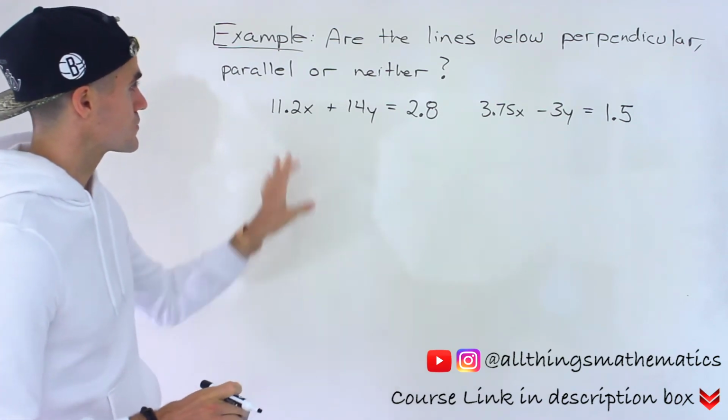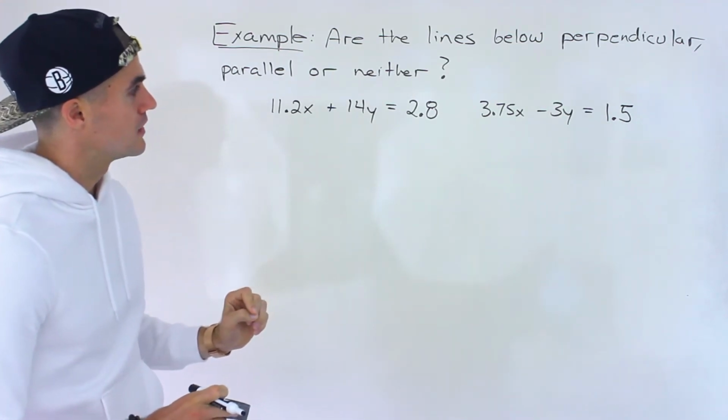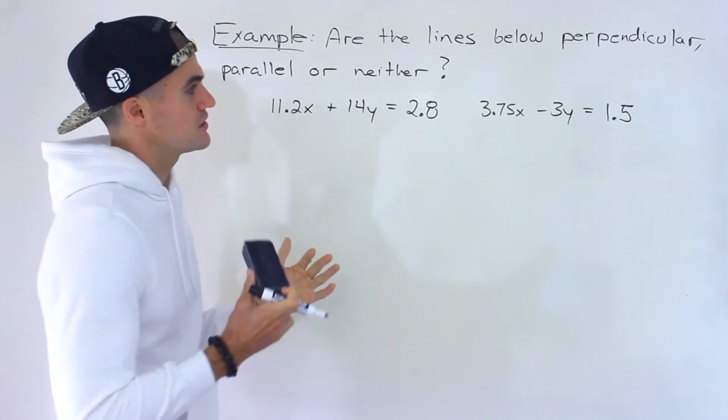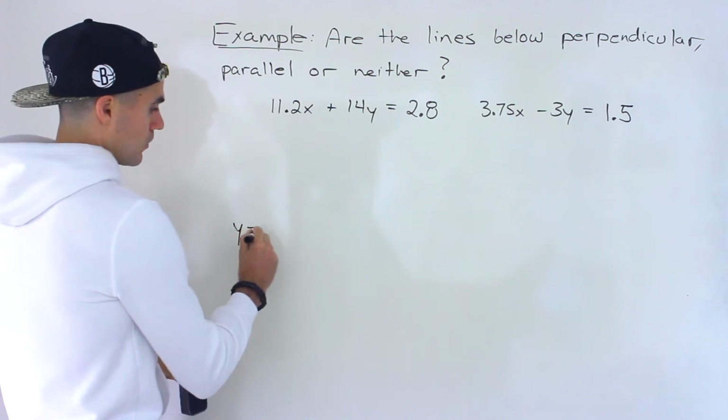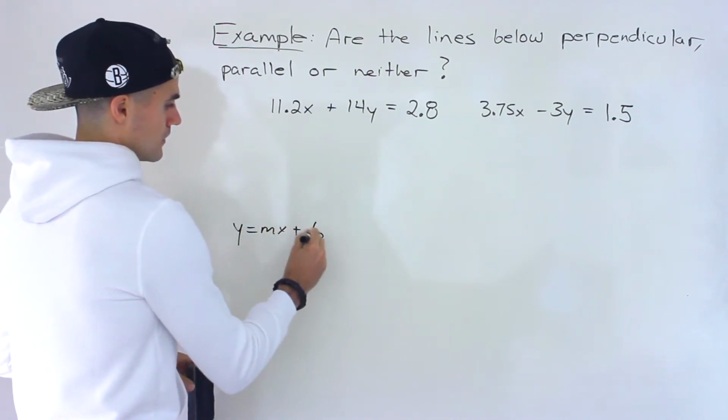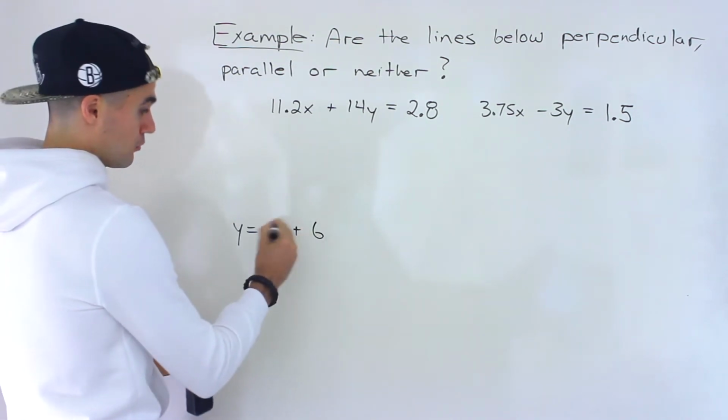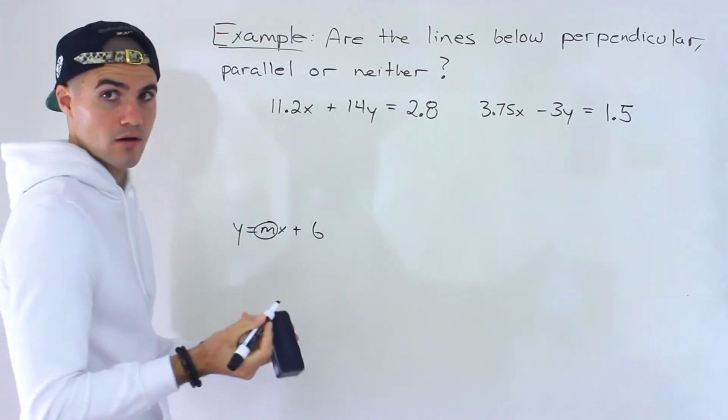In this next video we're going to take these two lines over here and figure out whether they're perpendicular, parallel, or neither. Notice we're dealing with a lot of decimals here, and personally, if I get something like this, what I like to do is put both lines in y equals mx plus b form and then just compare the slope.